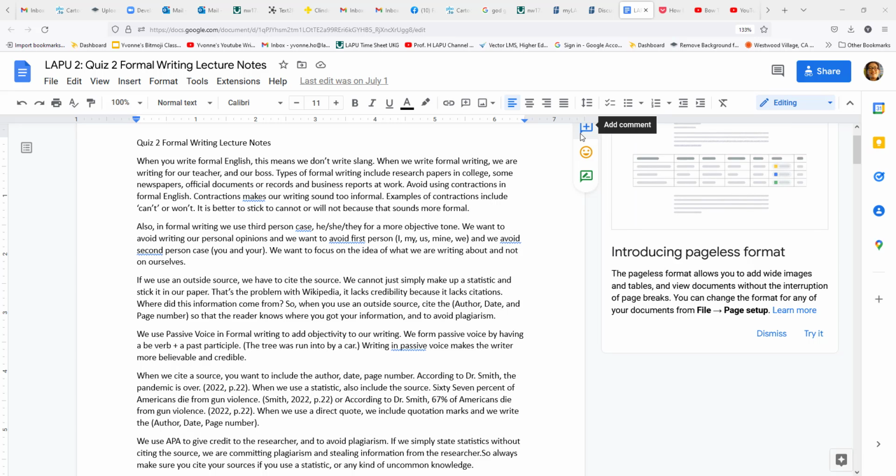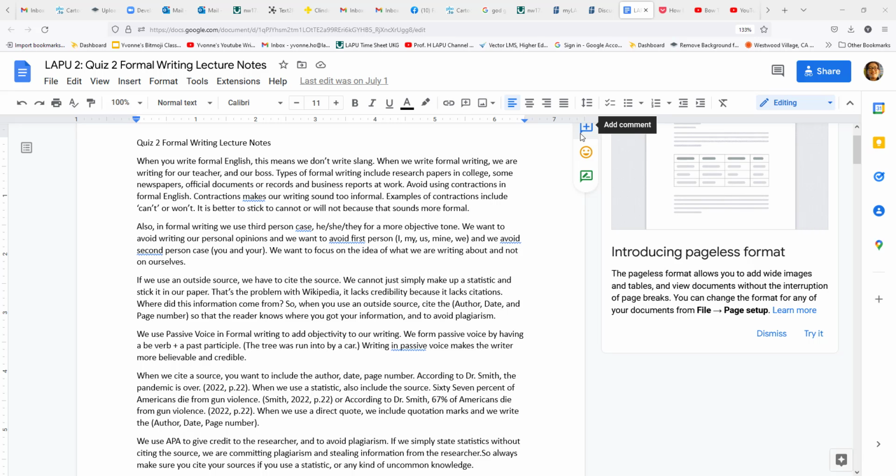We want to avoid writing our personal opinions, and we want to avoid first-person case, I, my, us, mine, we, and we avoid second-person case, you and your. We want to focus on the idea of what we are writing about and not about ourselves. The only exception is if you're writing a narrative essay.